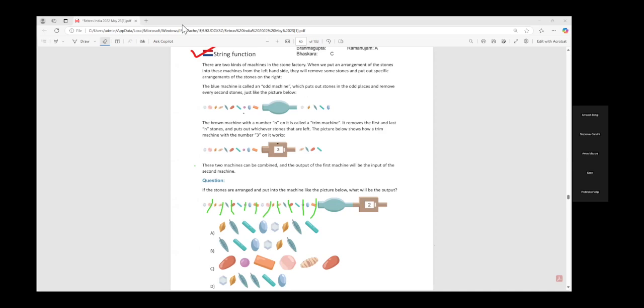The second machine shows that it will take out the number of stones given on it from both sides of the stones. So since the number given here is 2, it will cut two stones each on the edges. So the answer that will be remaining will be B.